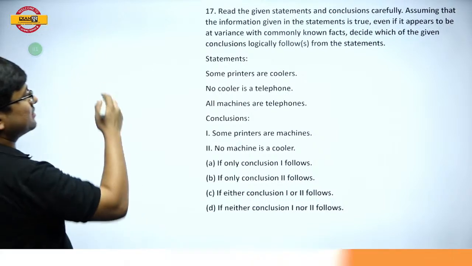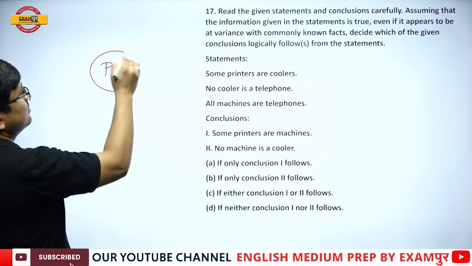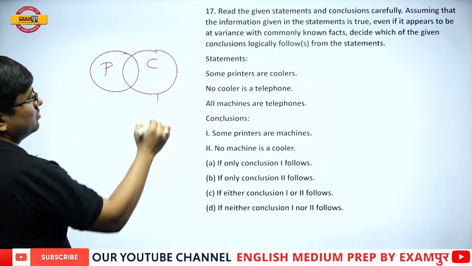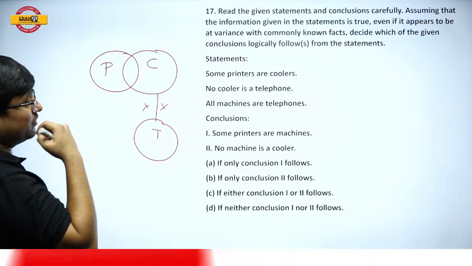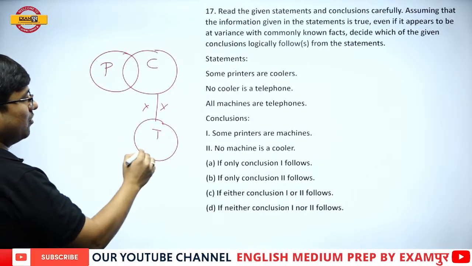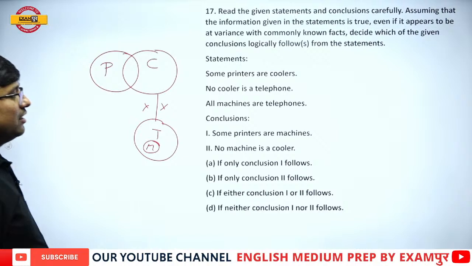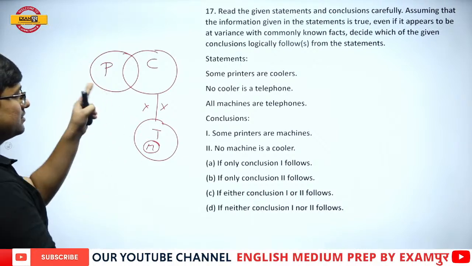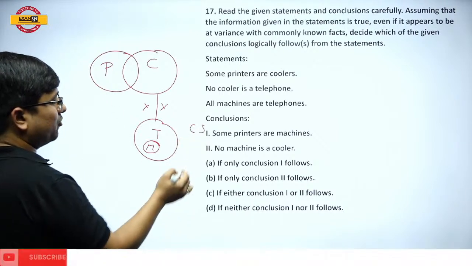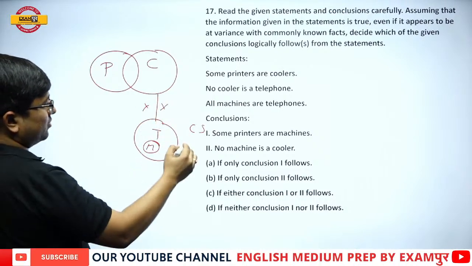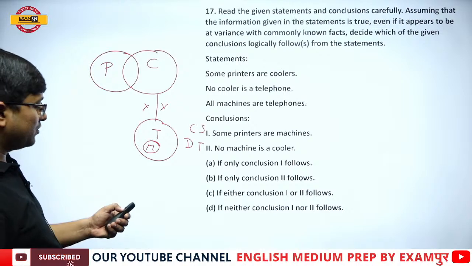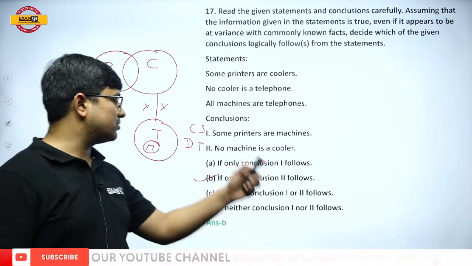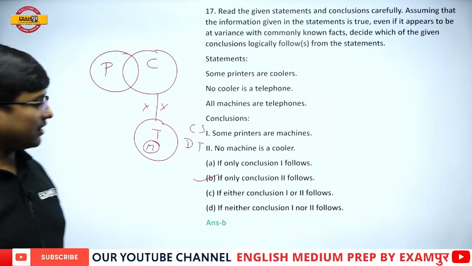Now see, my dear students, some printers are coolers. No cooler is a telephone. And all machines are telephone. Okay. Now some printers are machine. Can't say. No direct relation. No machine is a cooler is definitely true, because machine is within telephone, which is not cooler. So therefore, the right answer is only second follows. Option number B only. Second follows.